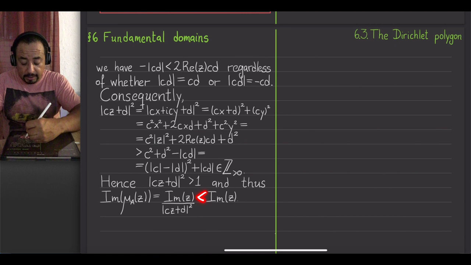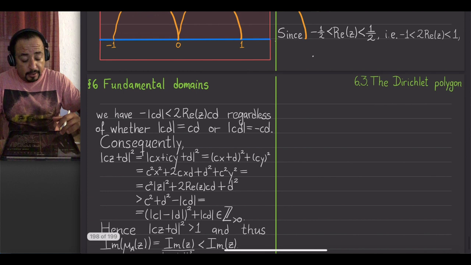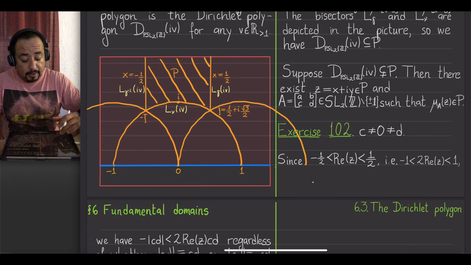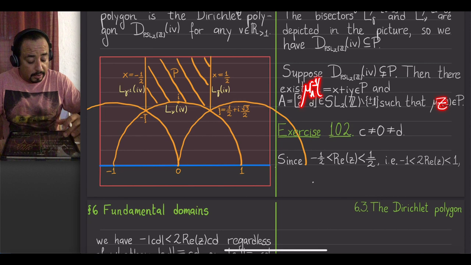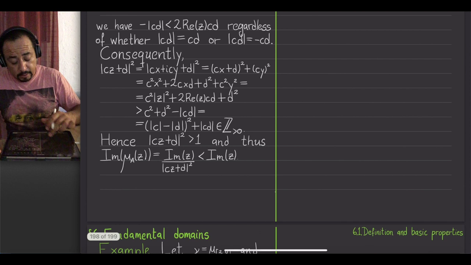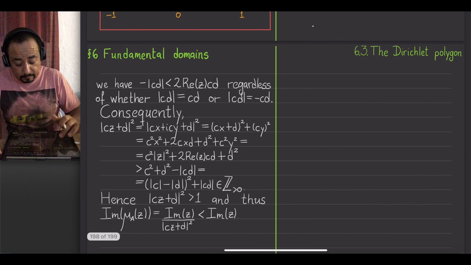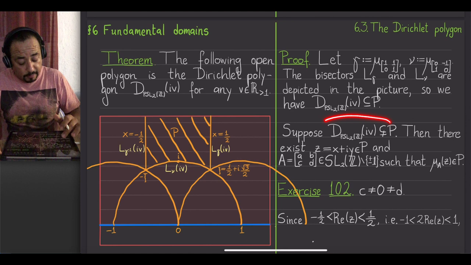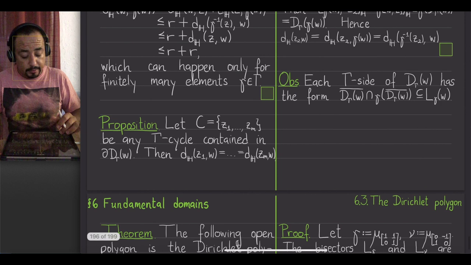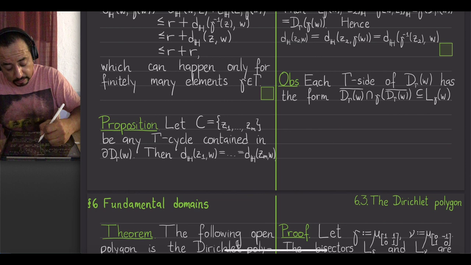And as I said, applying the same argument now for this new Z and this new point, we obtain also that the imaginary part of Z is strictly smaller than the imaginary part of mu A of Z. And that is a contradiction. So what must be happening? Well, surely here we actually have equality. So we obtain our first computation of a Dirichlet polygon.